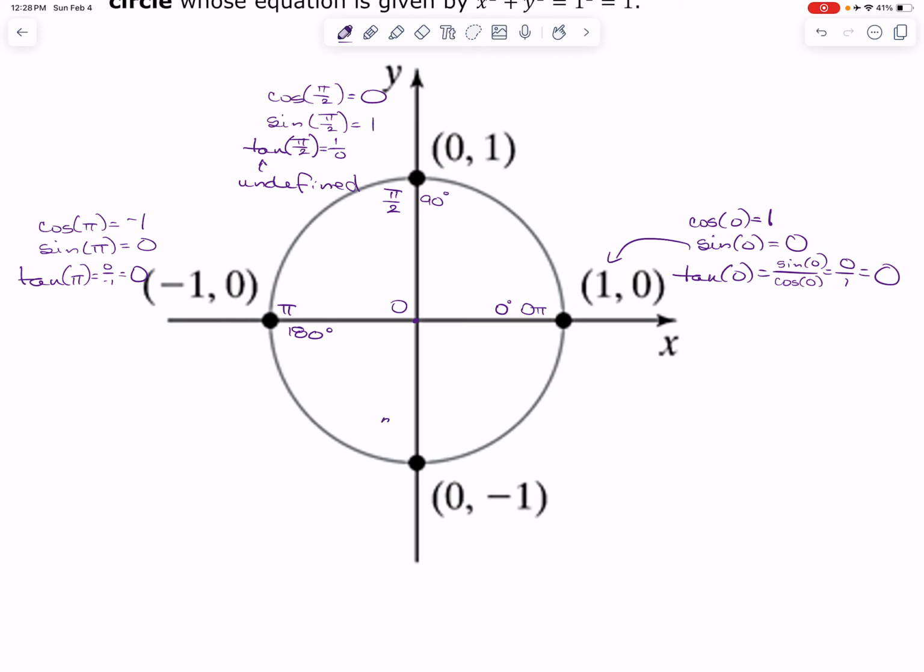And then down here at 3 pi over 2, our cosine of 3 pi over 2 is 0. Our sine at 3 pi over 2 is -1. And so our tangent at 3 pi over 2, again, now I've got a -1 divided by 0. That's undefined.